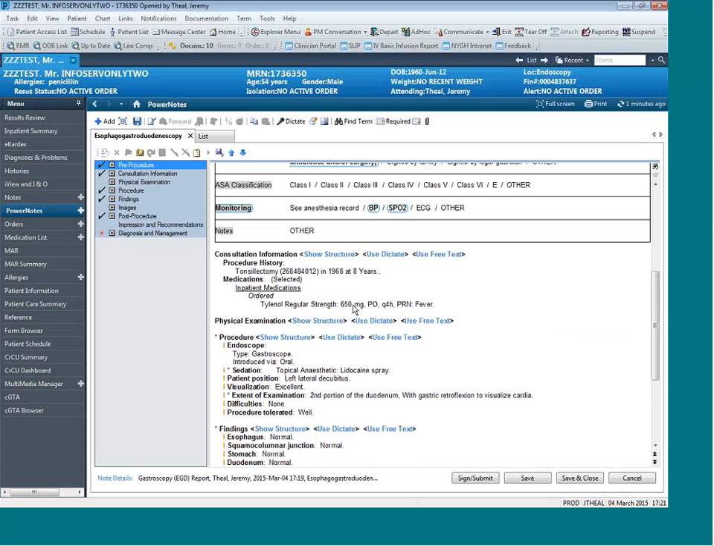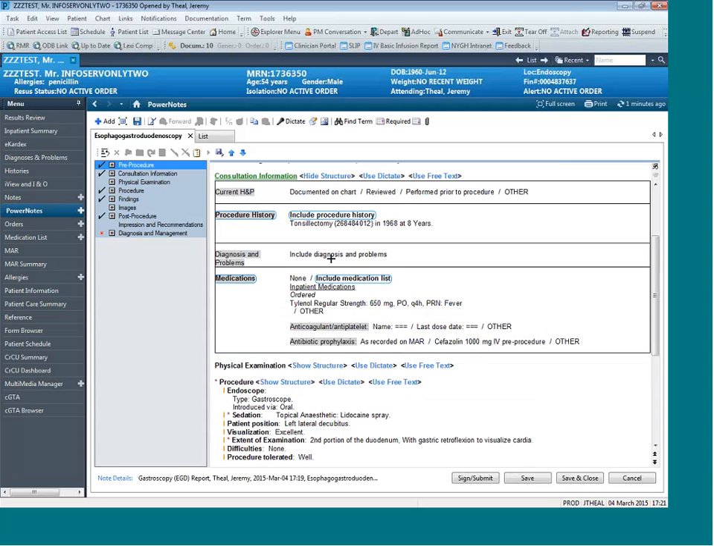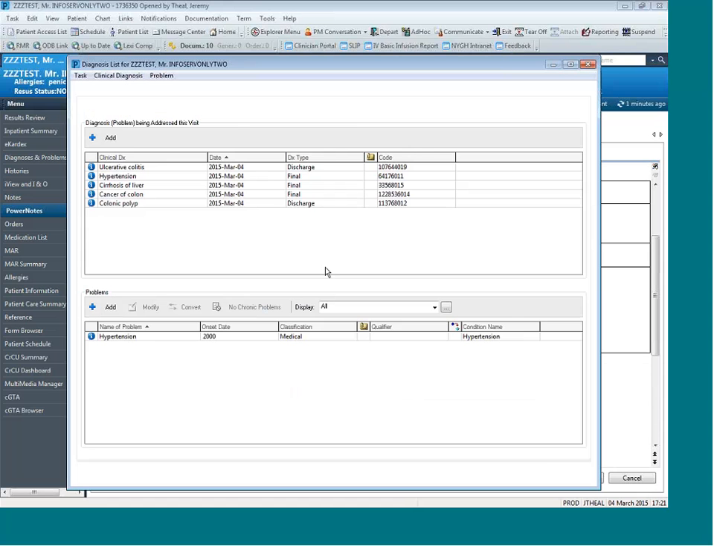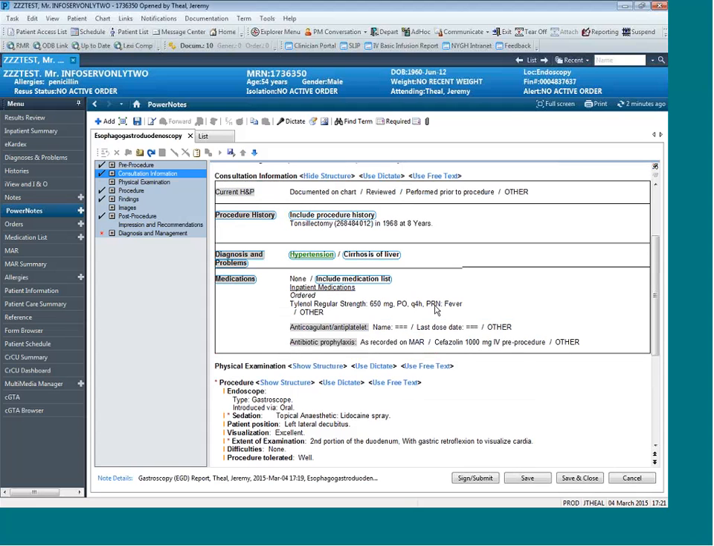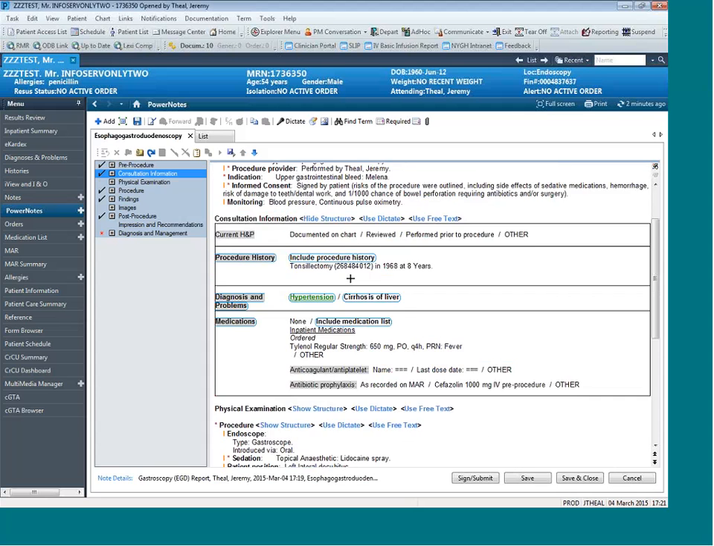In the consultation information, I've already had the system fill in for me the home medications, or the current medications, pardon me, as well as previous procedures the patient had. And I'm also going to include some diagnoses and problems that the patient already has on file in the system. In this case, this is a patient who has a history of hypertension and cirrhosis of the liver. And those are standardized diagnoses that are categorized using SNOMED CT terminology.